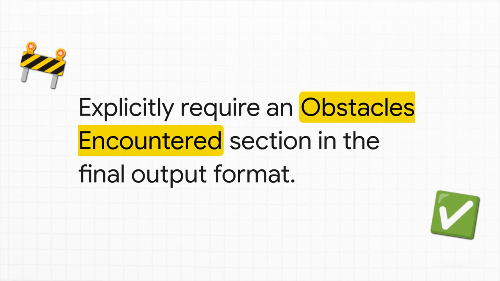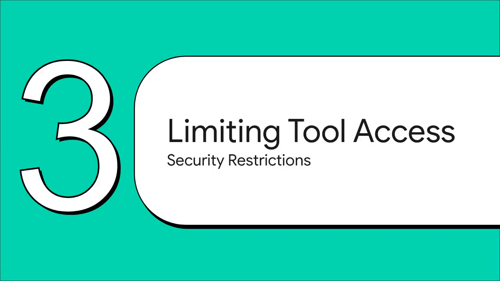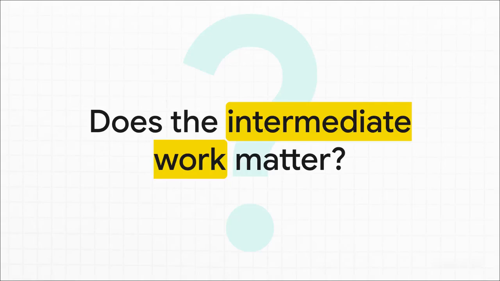Section 3, Limiting Tool Access and Security Restrictions. Subagents shouldn't have the keys to the kingdom. If it's a reviewer, give it bash for getDiff, but absolutely block edit or write tools. You do not want it secretly refactoring production code in an isolated thread.